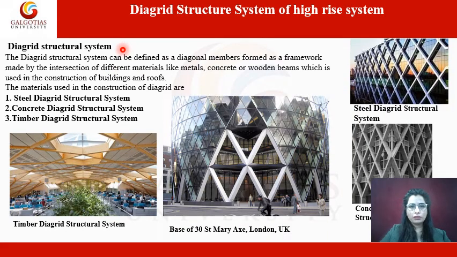Now we have the Diagrid structure system. Basically, this system can be defined as diagonal members formed as a framework. As you can see in these images, the diagonal member framework is made by intersection of different materials, like this part which can be differentiated in steel. This part is constructed in concrete, and Diagrid members can be constructed in timber as well. So these are the classifications on the material basis.